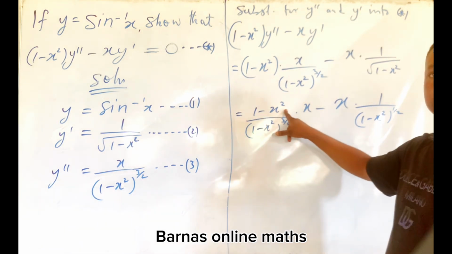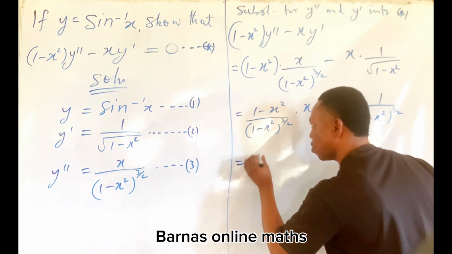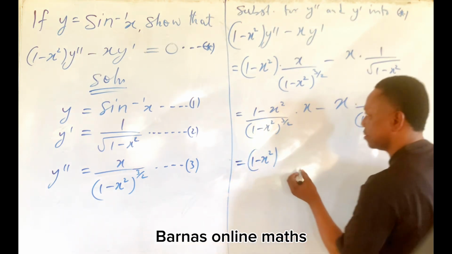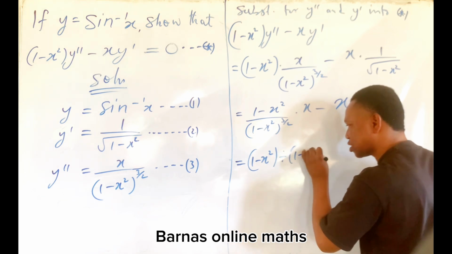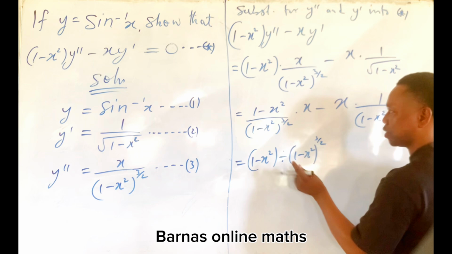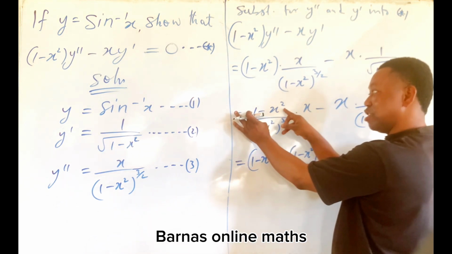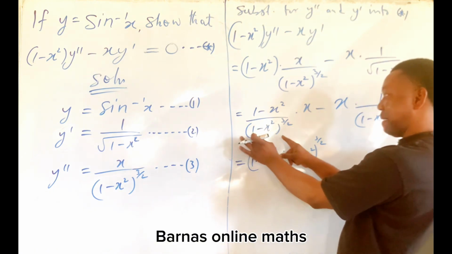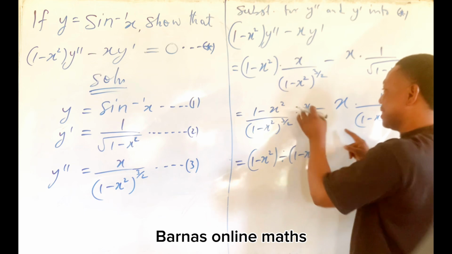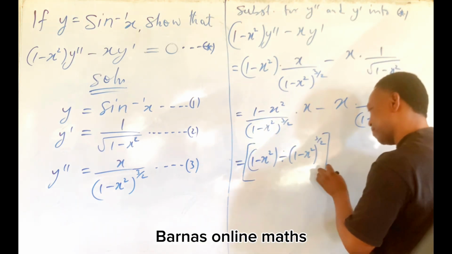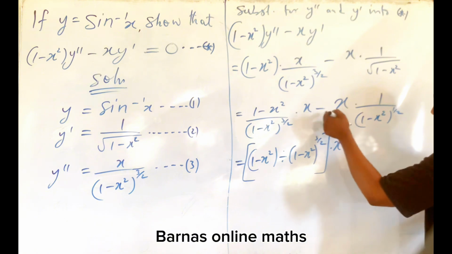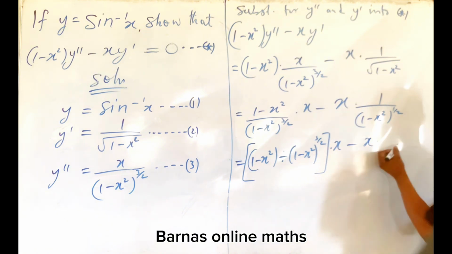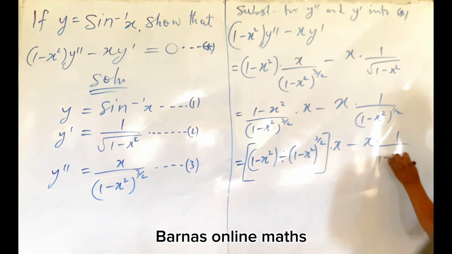Now, look at what we have here. Of course, this is the same thing as 1 minus x squared divided by (1 minus x squared) raised to power 3 over 2, because this is dividing that, which means the numerator, which is 1 minus x squared, divided by (1 minus x squared) all raised to power 3 over 2, all this times x, then followed by minus, which is this, then we have x times 1 all upon (1 minus x squared) all raised to power 1 over 2.